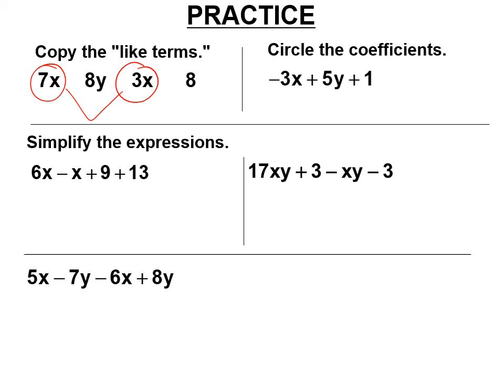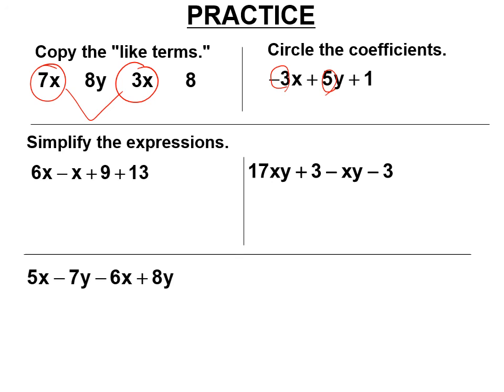Circle the coefficients, right? Negative 3 and 5 are coefficients. They are numbers multiplying variables. The letters are called variables. 1 is a constant, which also starts with C, but it is not a coefficient, okay? Because it doesn't have a variable that it's multiplying.